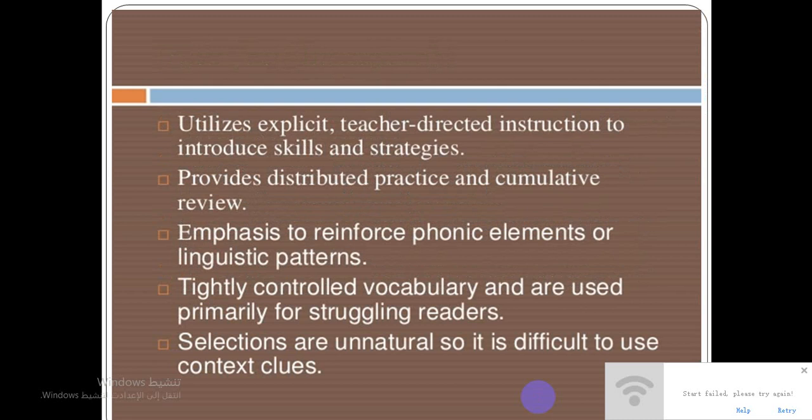It utilizes explicit teacher-directed instruction to introduce skills and strategies. It provides distributed practice and cumulative review. It emphasizes reinforcing phonic elements or linguistic patterns, uses tightly controlled vocabulary, and is used primarily for struggling readers. Selections are unnatural, so it is difficult to use context clues.